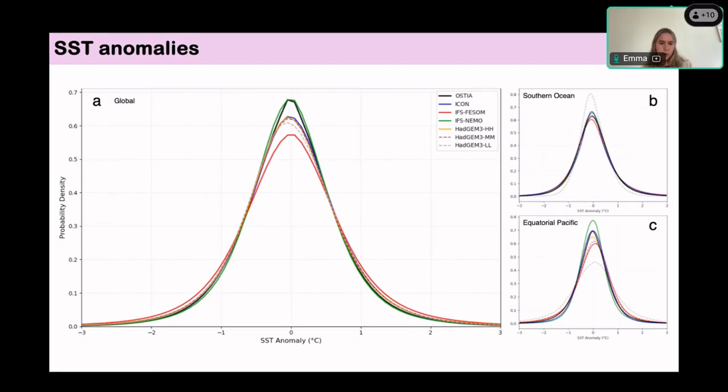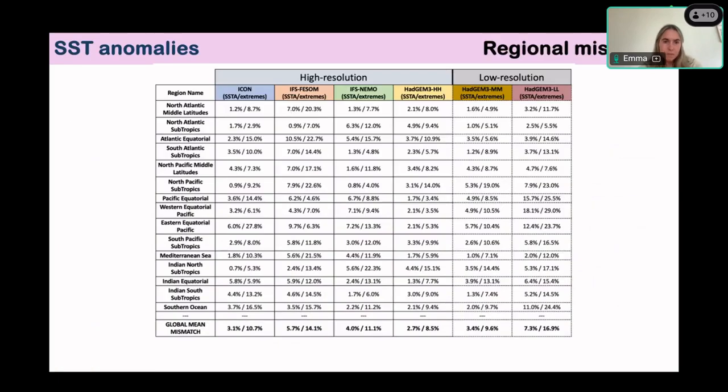So now I will show you a very busy table where we look at the mismatch between these PDFs of the models and of the observations. So we looked at how much of the area of one model was not explained by the OSTIA observations. So we have all of our regions on the left, all of the models up here, and the global mean mismatch over here. So this is a lot.